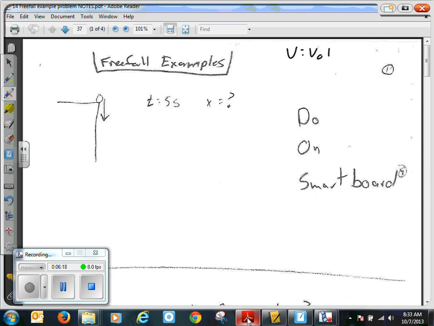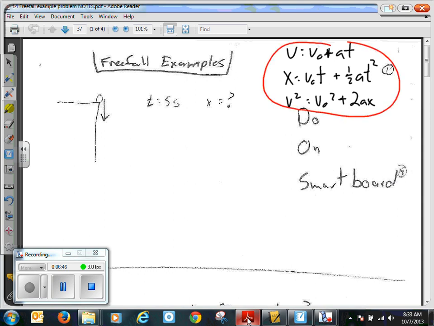v equals v sub naught plus at. x equals v sub naught t plus 1/2 at squared, and v squared equals v sub naught squared plus 2ax. And the reason why you need these is because these are the only 3 formulas you get for the test, and for the next test, and for the next test probably. So these formulas, they get around.